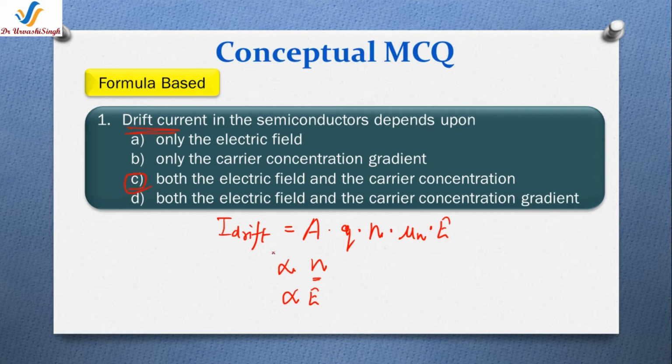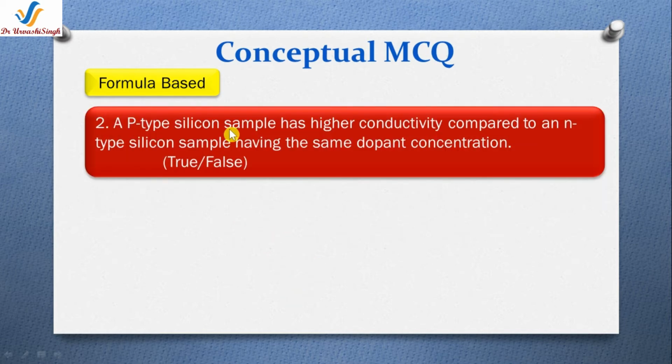So this is correct. Now the next question is: a p-type silicon sample has higher conductivity compared to an n-type silicon sample having the same dopant concentration. True or false? What do you think? It is asking about the conductivity of p-type and n-type silicon.